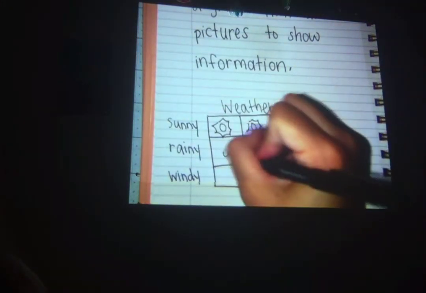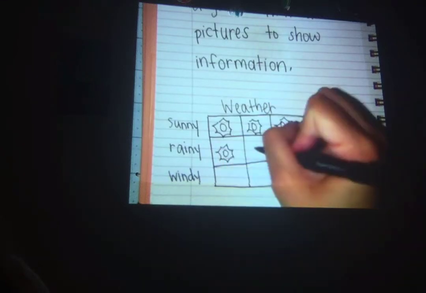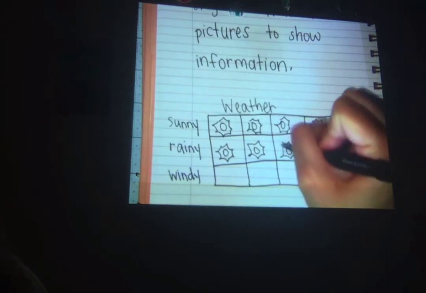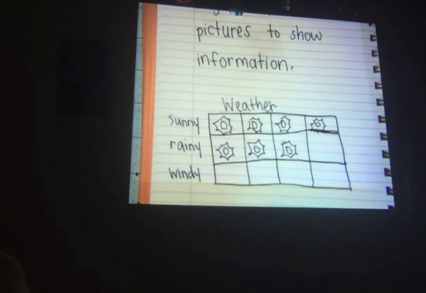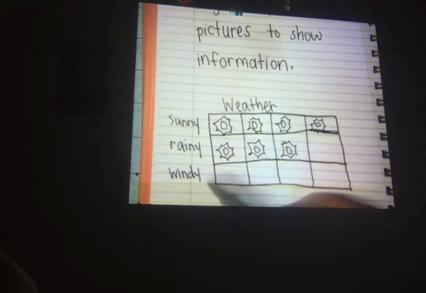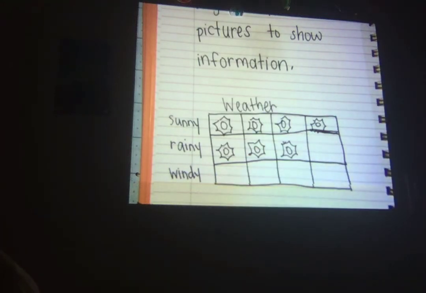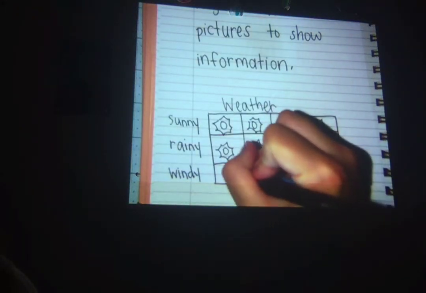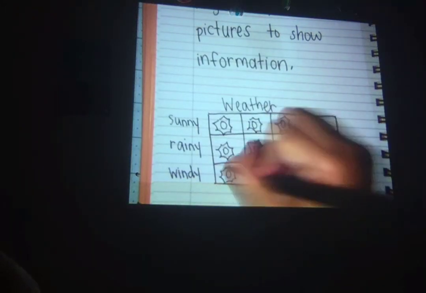3. You can draw your sun however you want it. This just makes it easy for me. Okay, so there were 4 sunny days, there were 3 rainy days, and let's say that there was just 1 windy day. I'm going to draw 1 sun in my picture graph.